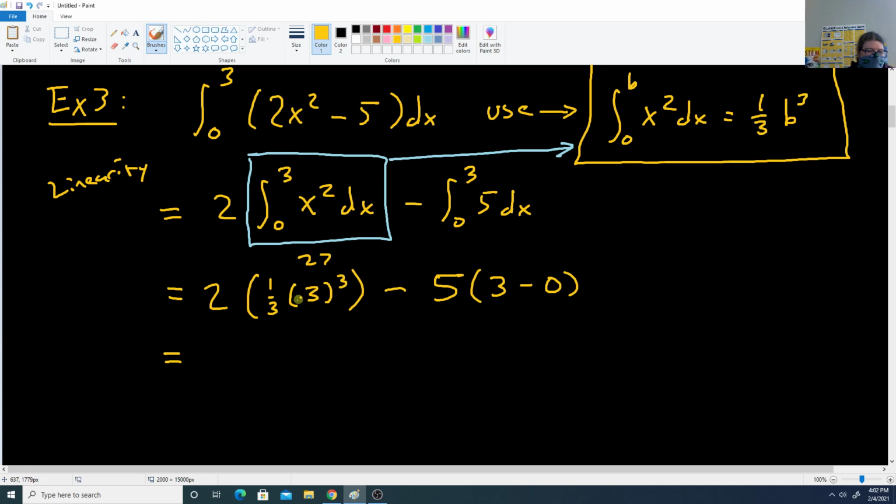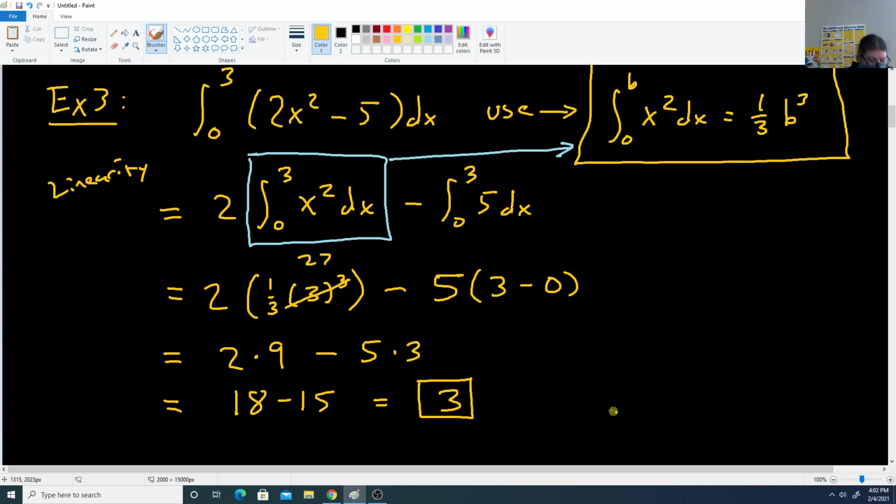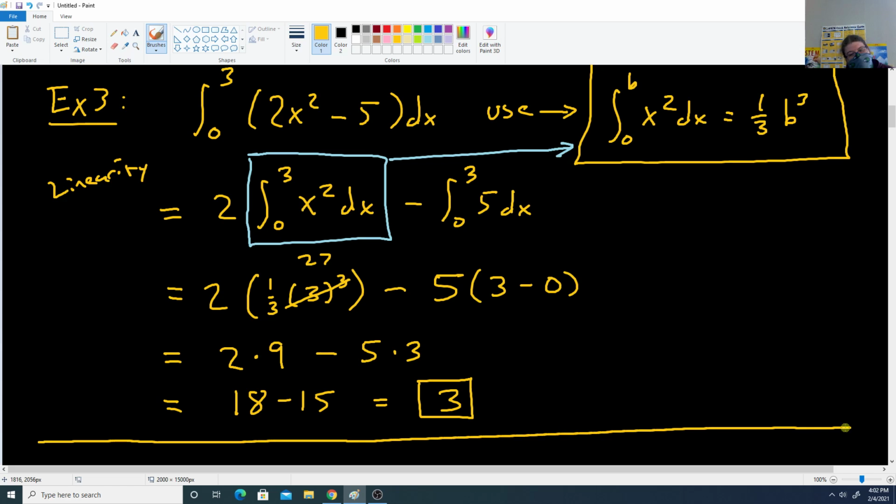3 cubed is 27, and 27 divided by 3 is 9. So we get 2 times 9 from the first term, minus 5 times 3 minus 0, which is 3. That's 18 minus 15, which totals 3, and that's our answer. So we used linearity to split up the integral into the individual pieces. When we pushed the 2 out front, the integral was in a format where we could use the equation they gave us. For the rest, we used the constant equation, and then simplified.